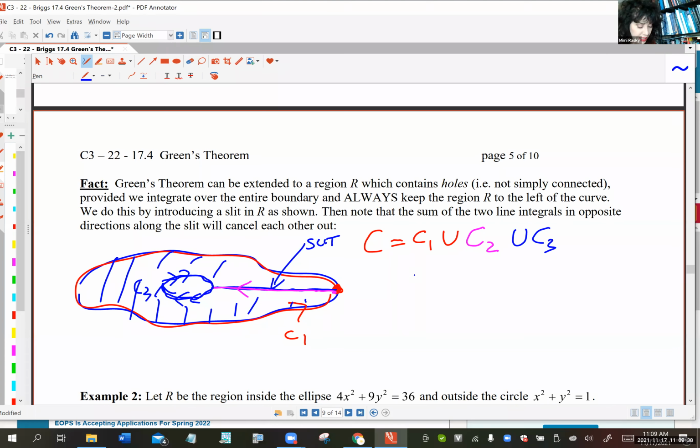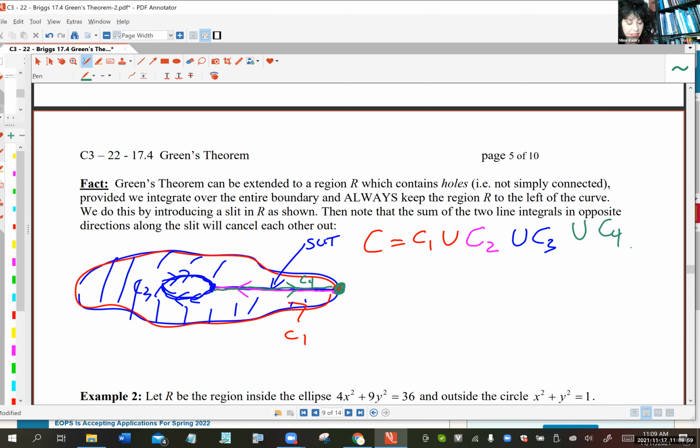Once we get done going around the inside of the hole, that's part of the border of this region, that's why we have to traverse it. Once we get back to where we started, we have to end up at the very same starting place. So we go back along the slit, I'll call that C4, until we get home.